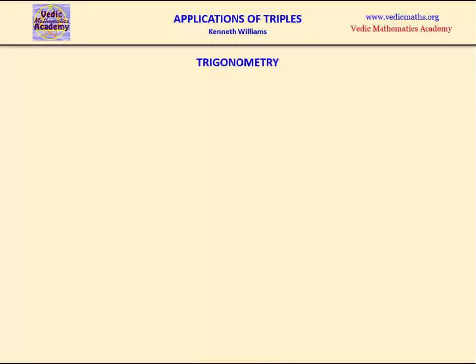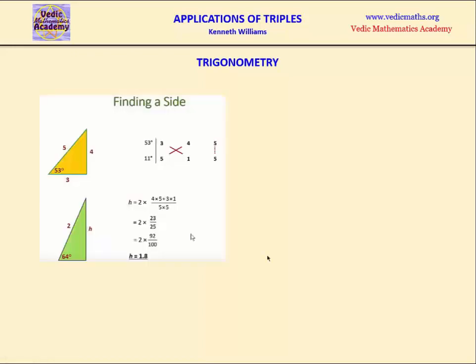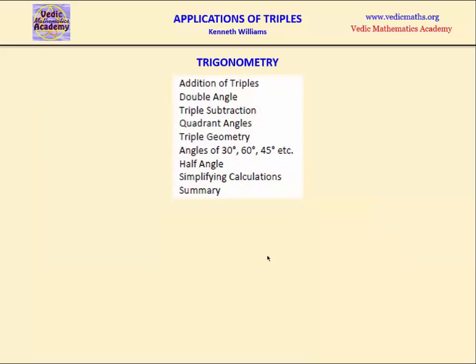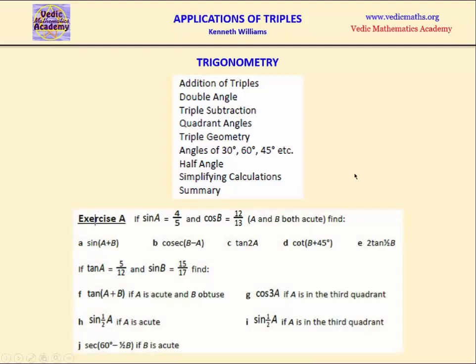So here are some other applications of triples. I'll be going quite fast, so you might want to be prepared to pause. So finding sides of right-angled triangles using vertically and crosswise, or finding angles using the triples. All of these things, some of them we've covered already, but triple geometry is a topic, and special angles like this, half angle, all covered. The sort of question you might get in an examination, given sine A and cos B to find these other functions. All of these things are easily done using this triple method.